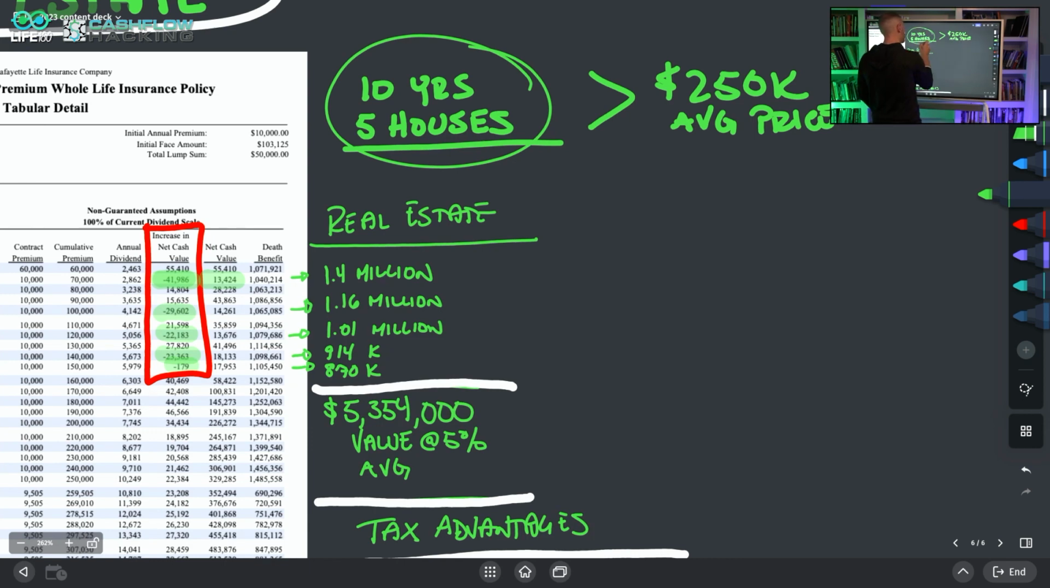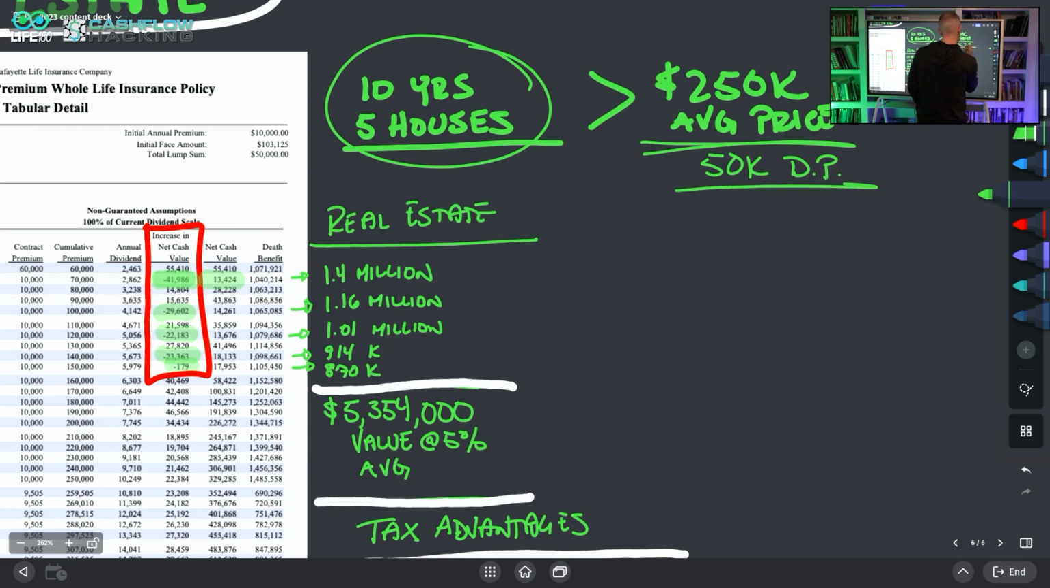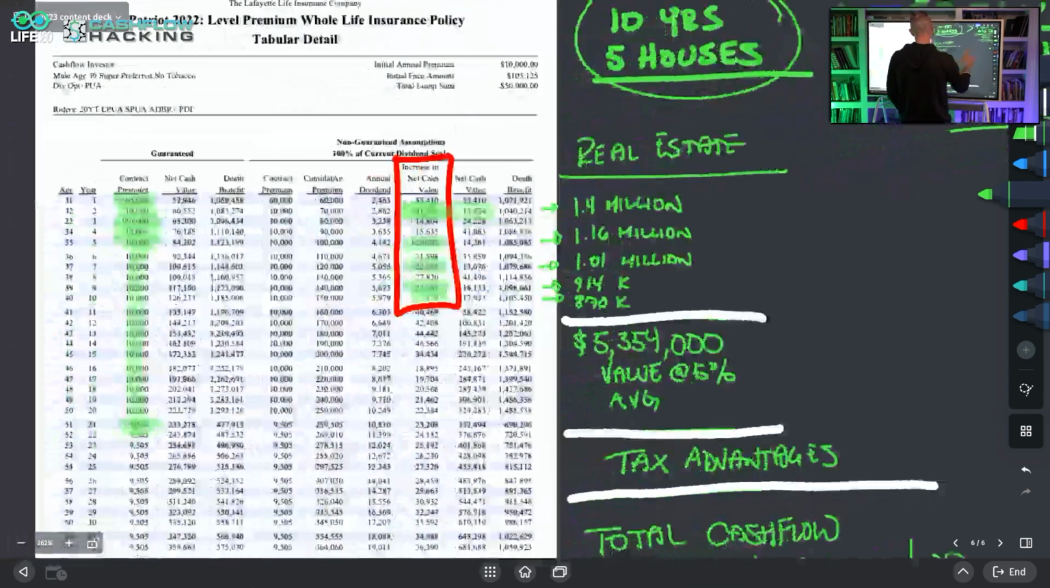We're taking 10 years, 5 houses. The average house price that we're buying is just $250,000, so they're nothing too fancy. This requires a $50,000 down payment, right? That's what it's requiring. So we're using policy loans.